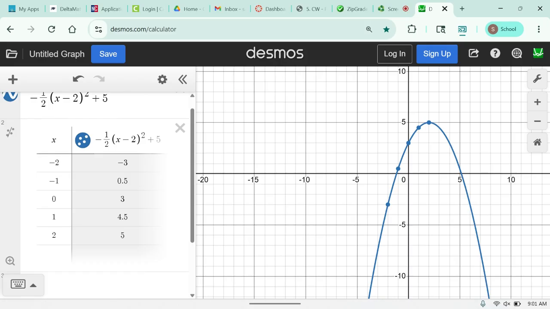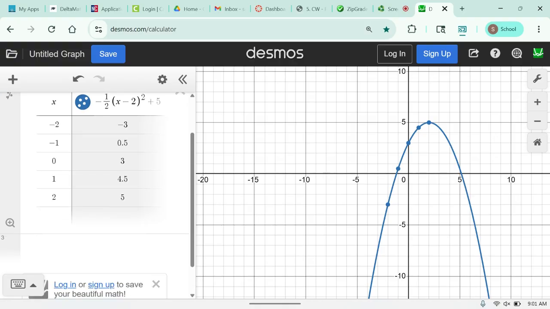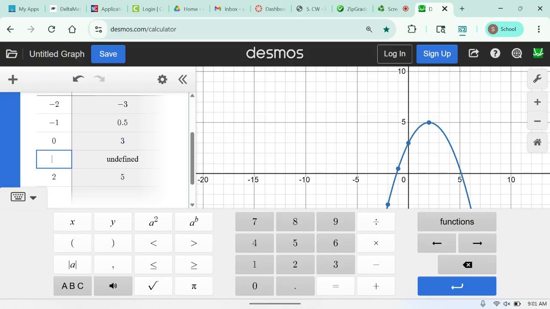Now, notice how it's not the prettiest. Okay? We got some fractions in here. I just want whole numbers. Now, I know my vertex is, so I'm going to get rid of all the x's that have fractions as y values. So I'm going to get rid of them.